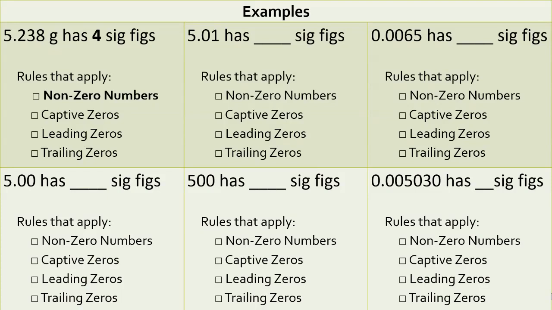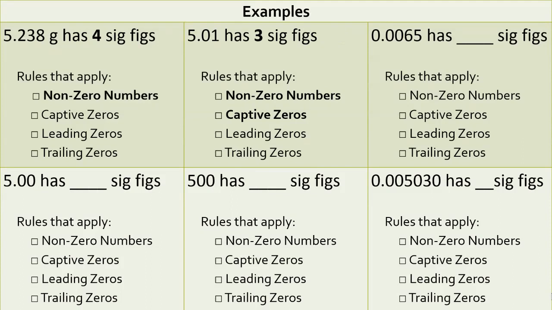Okay, so the next one, again, I want to figure out what rules apply. Well, the 5 and 1 are non-zero numbers, and then the 0 is in between them, so that's going to make it a captive zero. So non-zero numbers always count, and captive zeros always count. So all of these digits will count, and I'm going to have 3 sig figs.